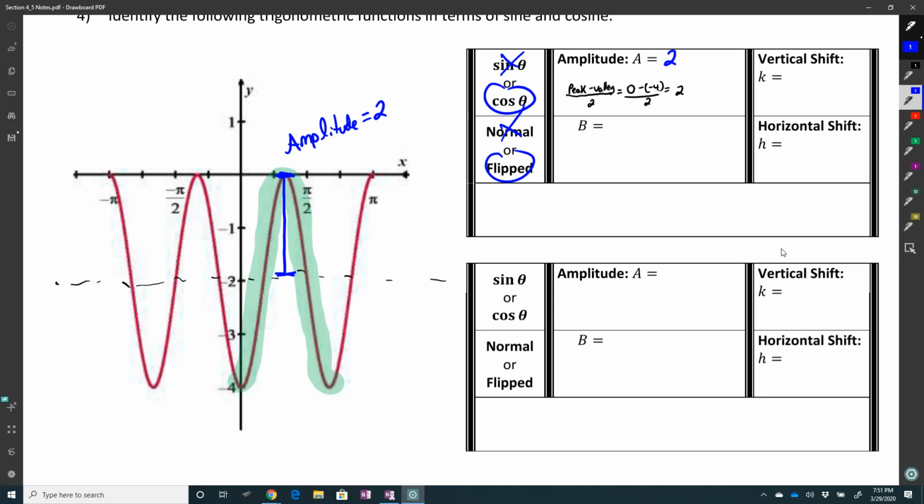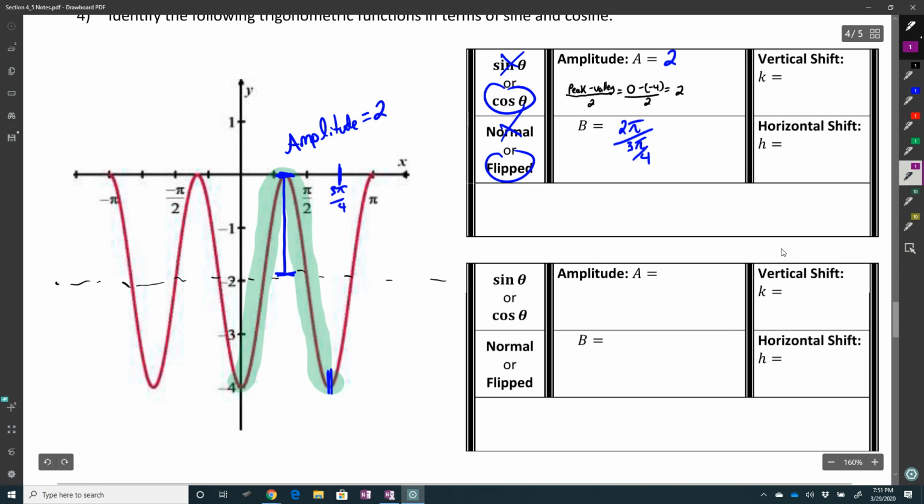Now B, I can see that a period is going to go from 0 all the way to this tick mark. And looking at that, there's 4 tick marks, and it ends at pi. So this has to be quarters. So here we have pi over 4, pi over 2. Here this would be 3 pi over 4, where this tick mark to the left is pi over 4. So it's going to be 2 pi over the period, 3 pi over 4. So we work it out.